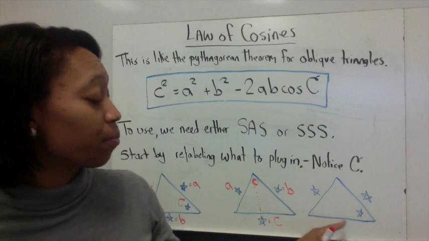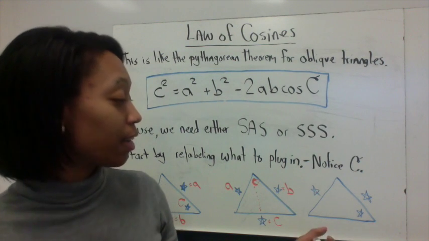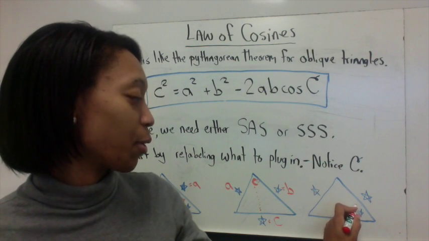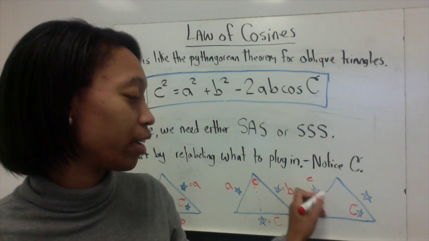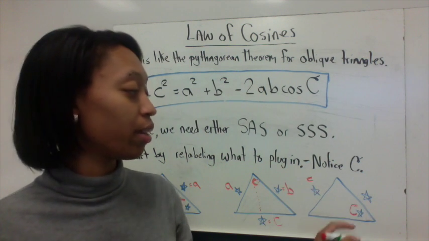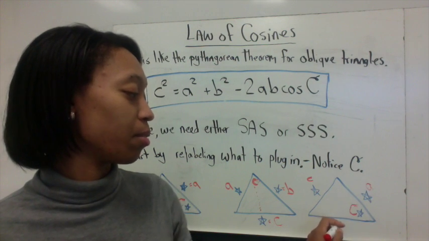What about here? This one, it looks like the capital C is going to be the angle that I have, which means that the lowercase c would be over here, and it doesn't matter which one you let be a and b, we'll just say a, b.